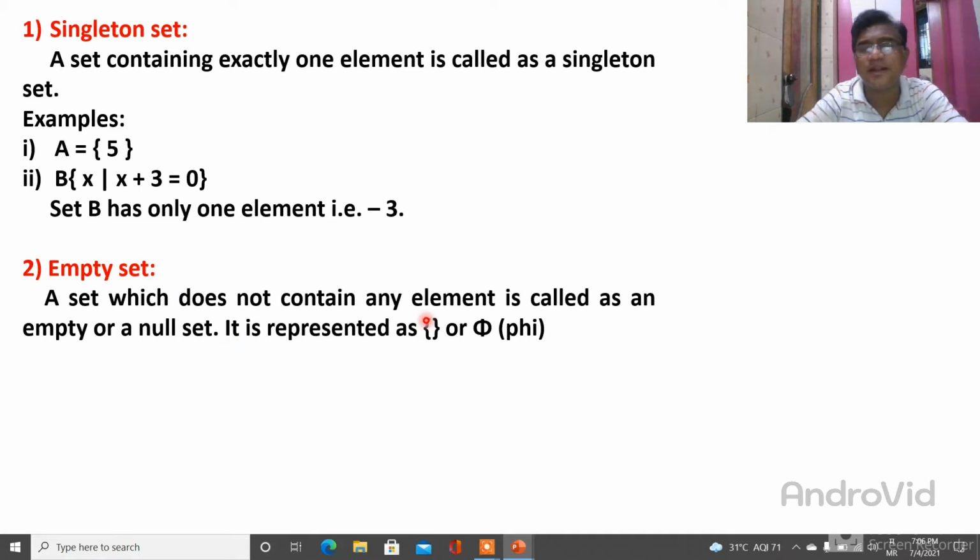So it is represented by a curly bracket. See, in the curly bracket don't write 0. If you write 0, then 0 is an element.